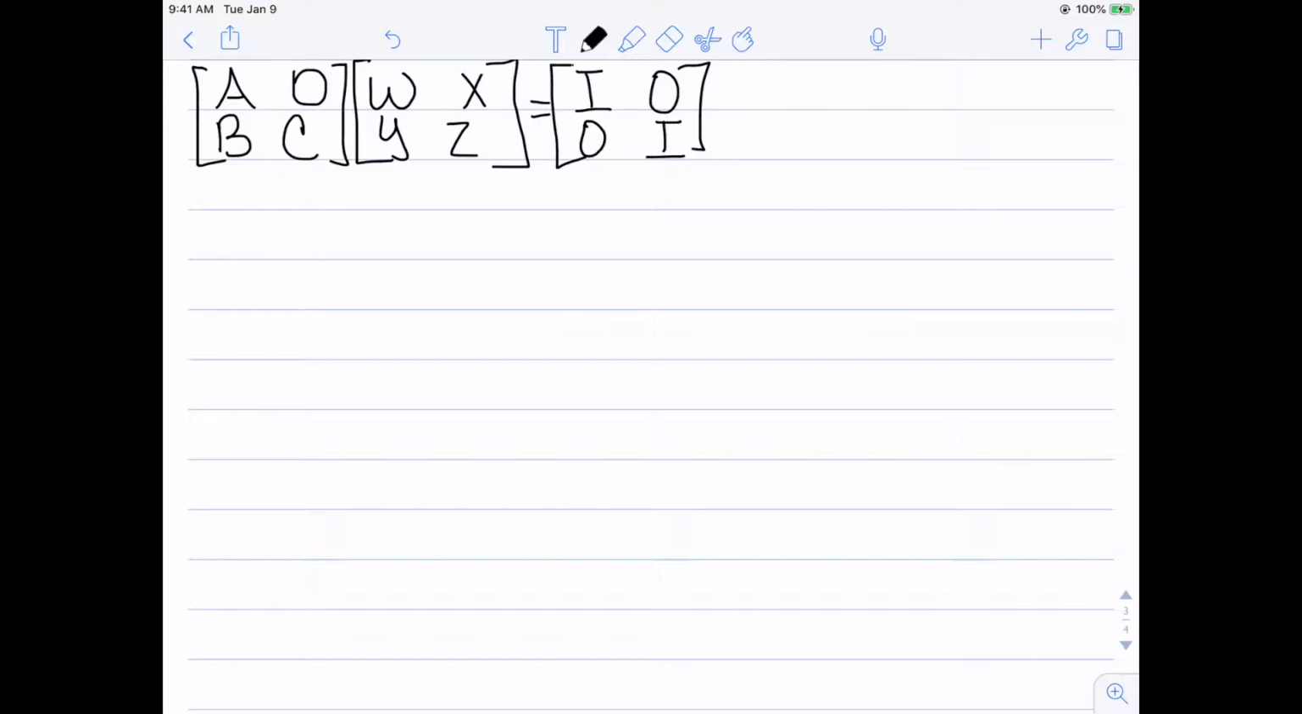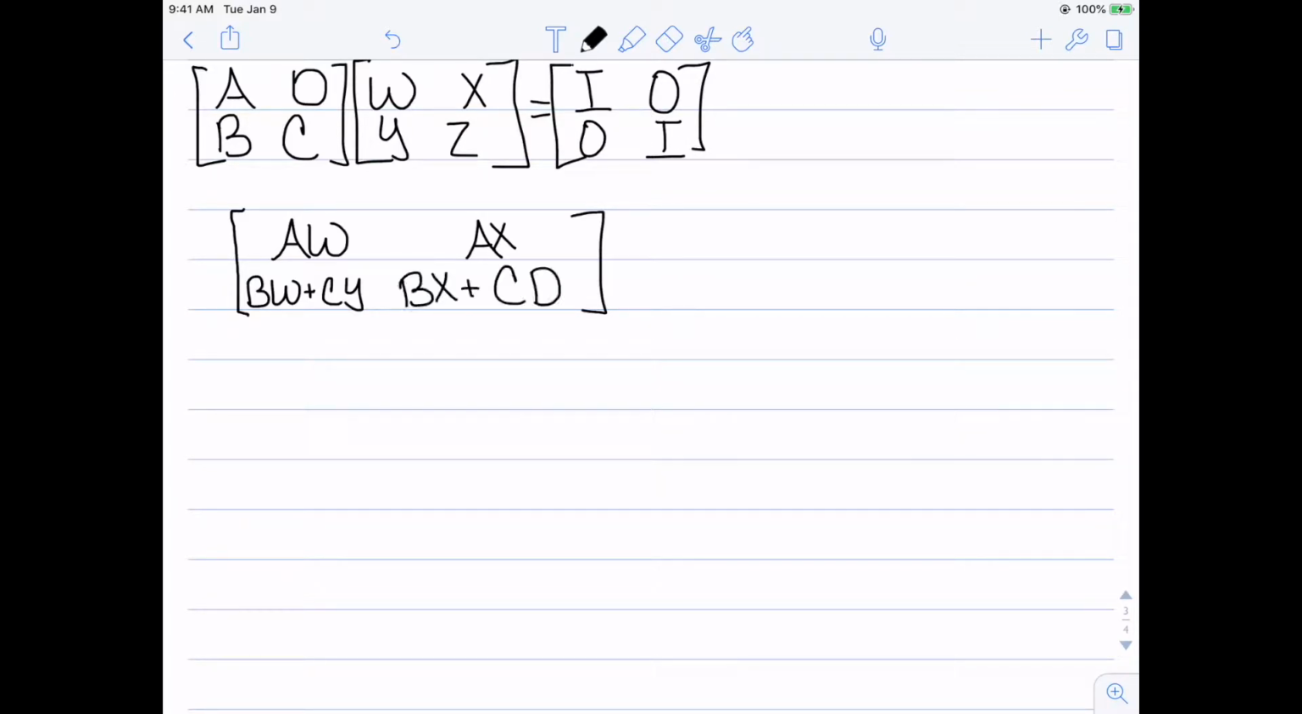We're going to start by multiplying out the left-hand side. I have A times W plus 0 times Y. That just gives me AW. For the second column, A times X plus 0 times Z. That just gives us AX. Moving to the second row, I have B times W plus C times Y. And then my final entry, B times X plus C times Z. And this still needs to be equal to that identity matrix.